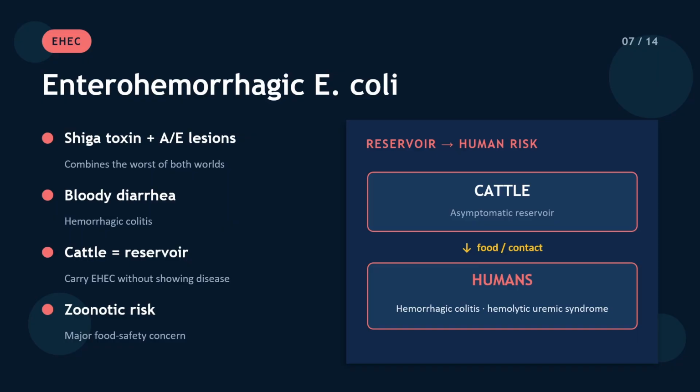EHEC combines the worst of both worlds, Shiga toxin and attaching and effacing lesions. Cattle are the primary reservoir. They carry EHEC without showing disease. This is why EHEC is such a major food safety concern. In humans, EHEC can cause hemorrhagic colitis and hemolytic uremic syndrome. In animals, disease is less common, but the zoonotic risk is huge.